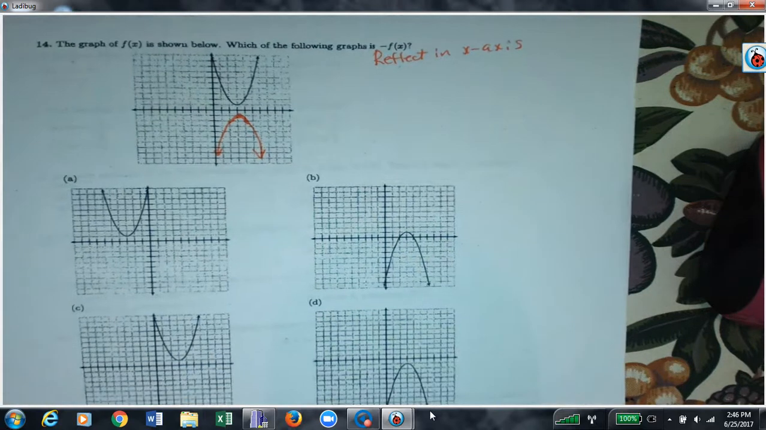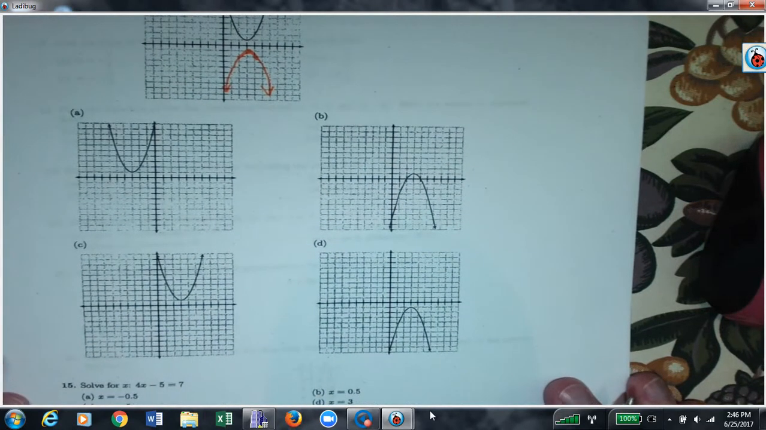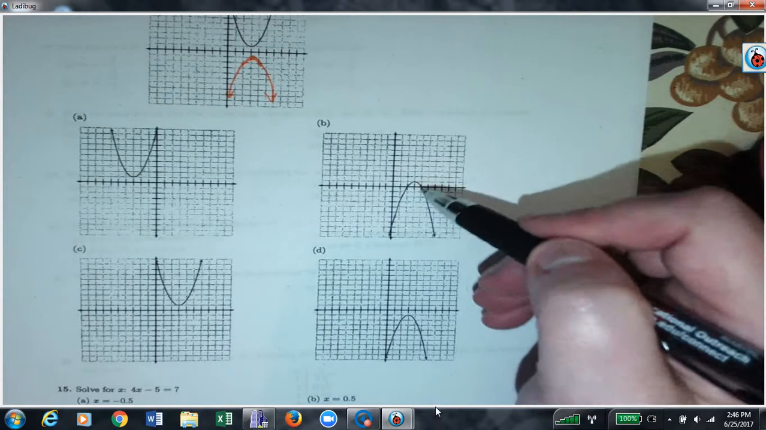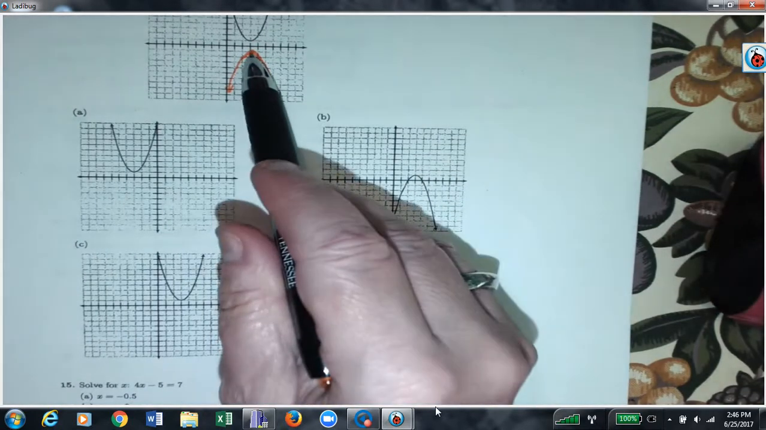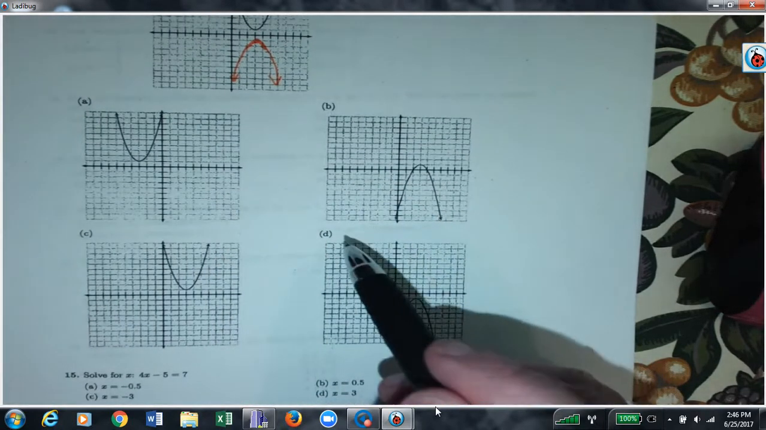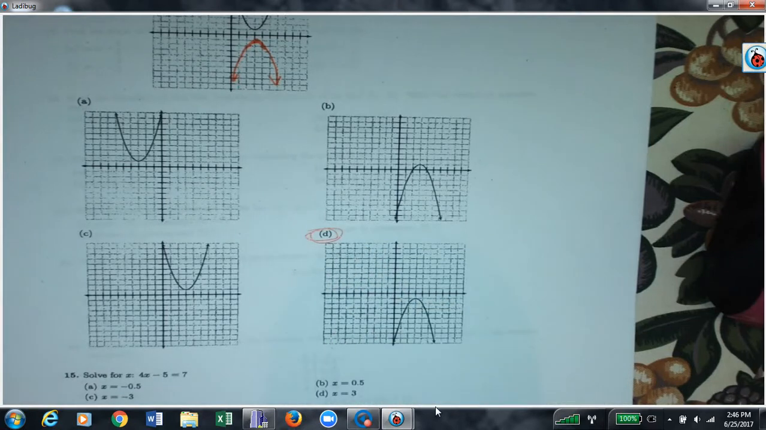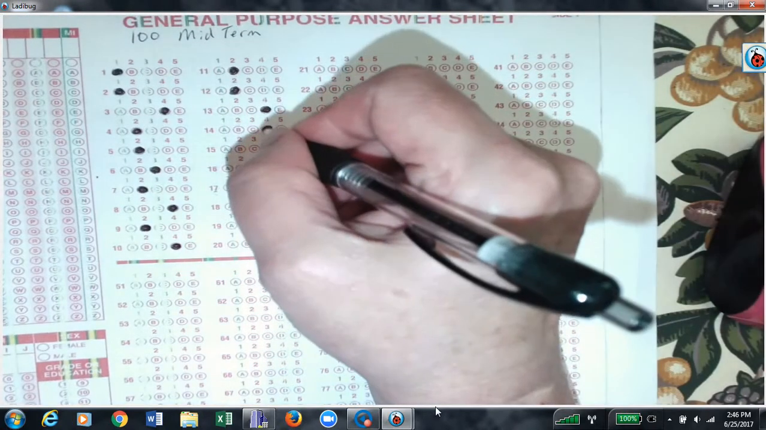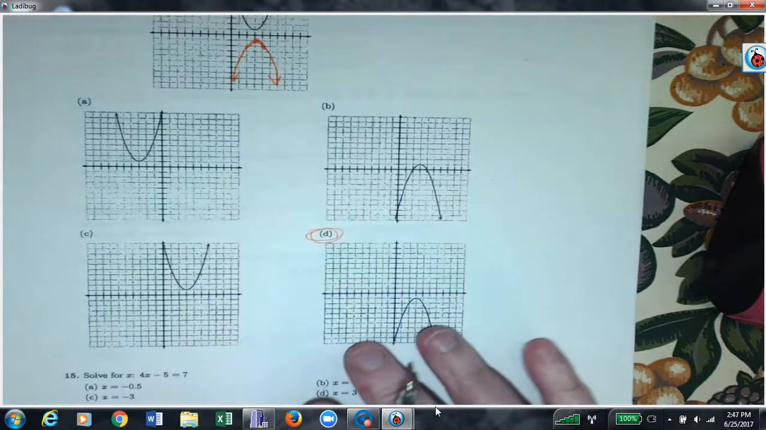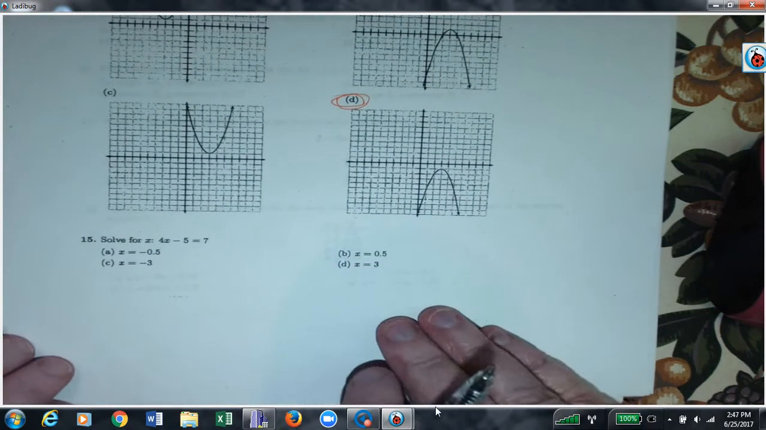Okay, so that's what I need to look for in the orange. And just be really careful. It can't be this because look where that point is. It's above the x-axis. And look where this is. Okay, so it's clearly aligned with selection D. So the answer to number 14 is D. All right, let's look at number 15.